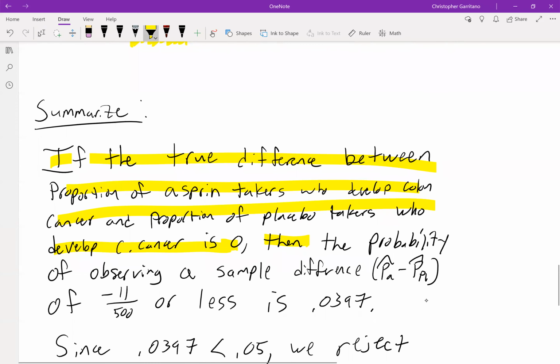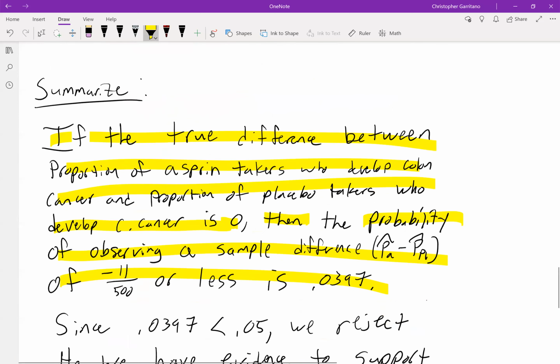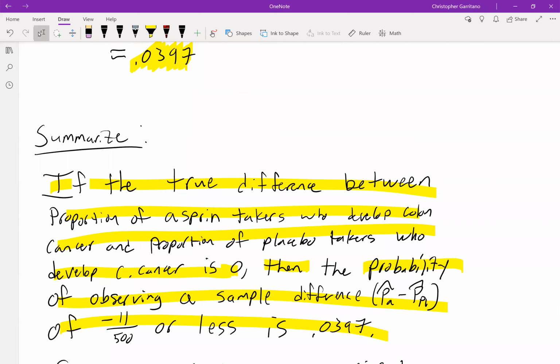Now notice that I chose the literal translation of this first probability statement. You could have actually also chosen to literally translate the z-score probability statement. Again, they're equivalent. I don't care which one you use. I like using the p hat A minus p hat placebo because it just helps me add context to the situation. All right, so that probability is 0.0397.